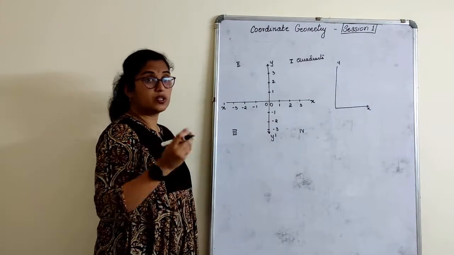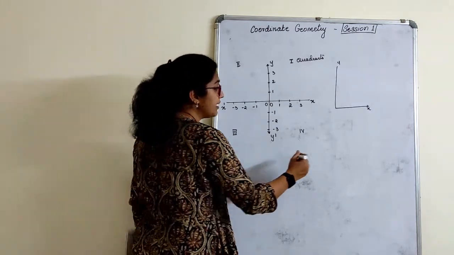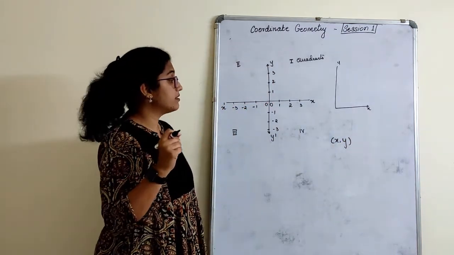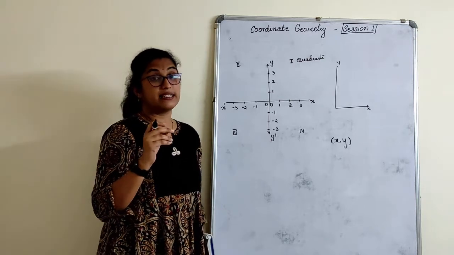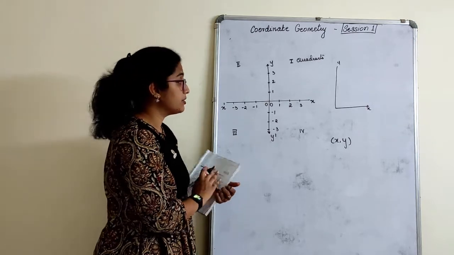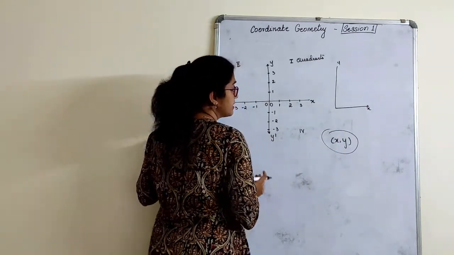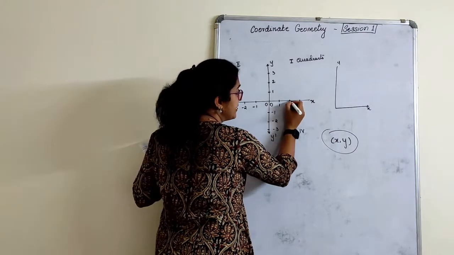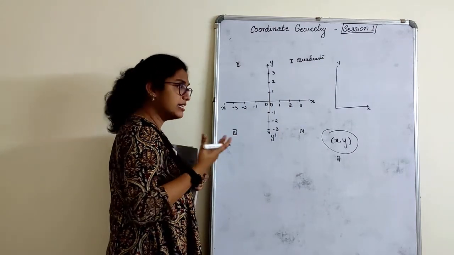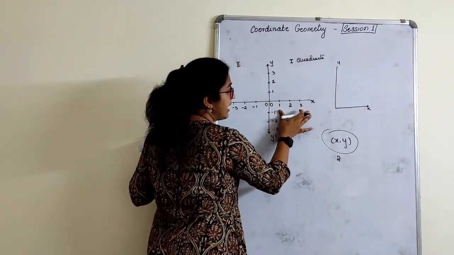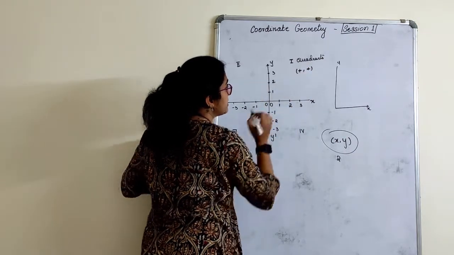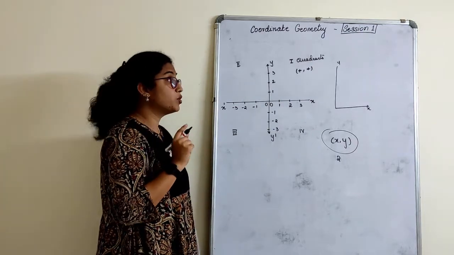How do we read the points in the Cartesian plane? We read them with respect to x and y. First the x coordinate is read, or we say the abscissa, and then the y ordinate is read. For example, when we read a point, in the first quadrant x is plus and y is also plus. That means in the first quadrant both are plus.